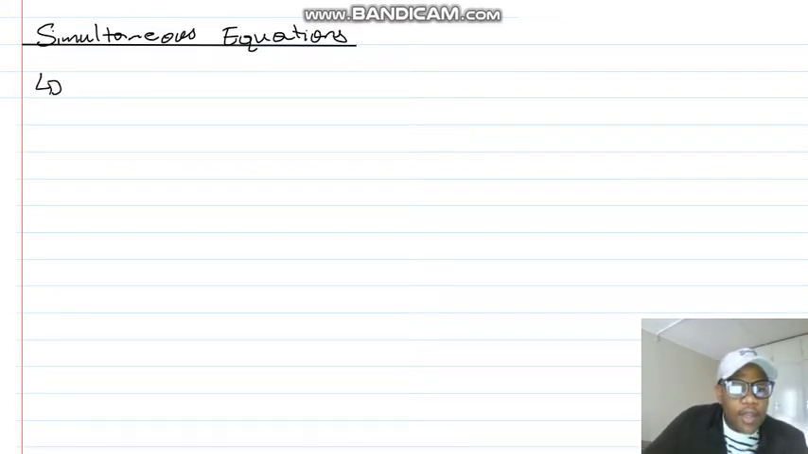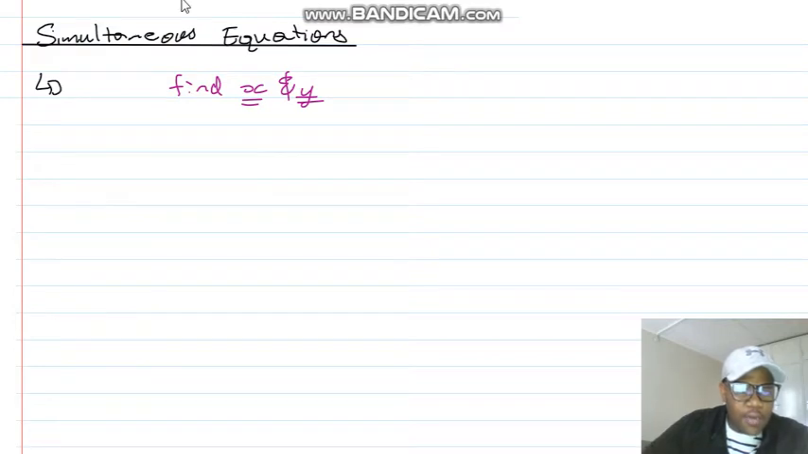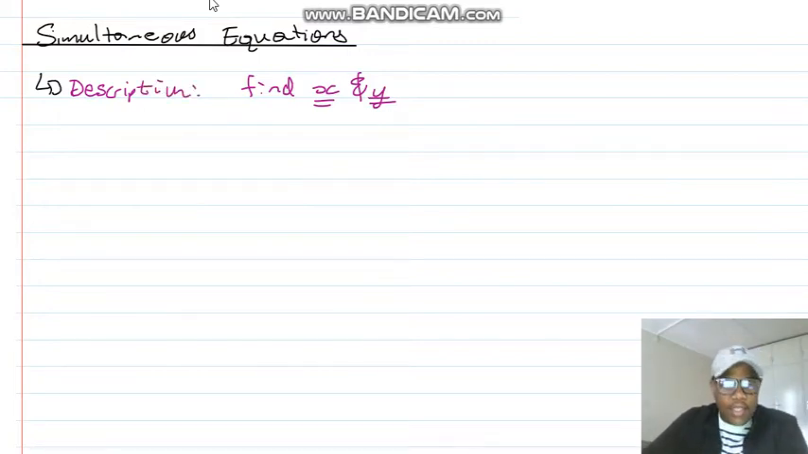Simultaneous equations are basically, this is a very mild definition, where you have to find x and y, so you're looking for x and y at the same time. Normally in our normal equations you will be looking for y or x alone. In this case you're looking simultaneously for two variables, x and y. As I've said, this is very mild. This is not a definition, by the way. Let me call this a description. I'm basically describing what is happening here, right?